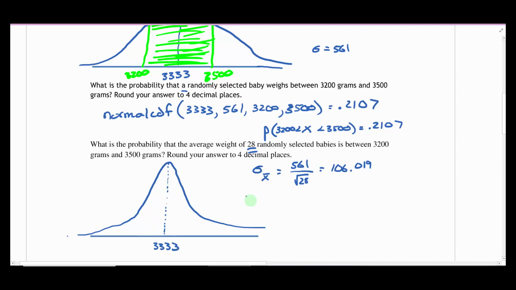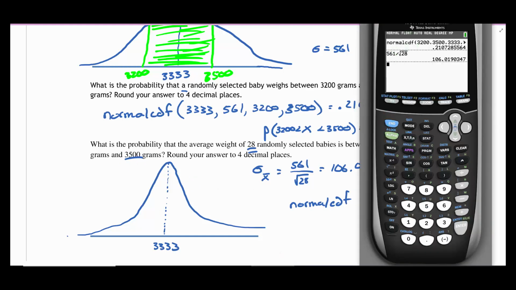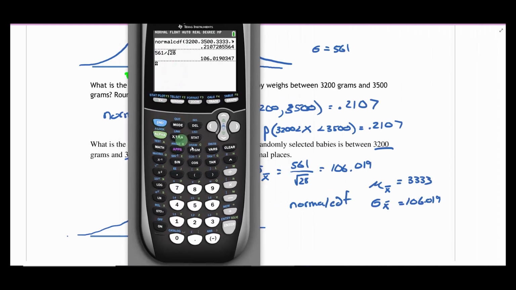All right, now we can run our normal CDF. It wants to know the mean, and the mean of the sampling distribution here is the same as the mean of the population, so 3,333. The standard deviation of the sampling distribution we just said was 106.019, and then our lower bound was 3,200 and our upper bound 3,500. Okay, so let's run this. We're going to do another normal CDF. I'll put this over here. There we go. Lower and upper bounds stay the same.